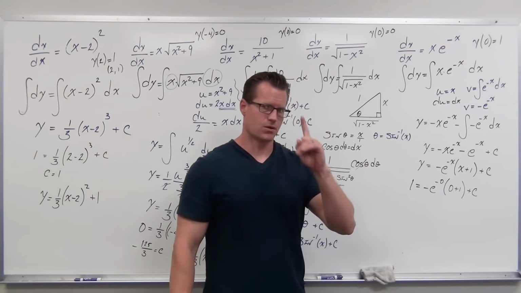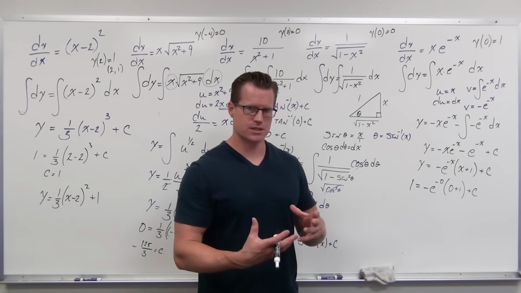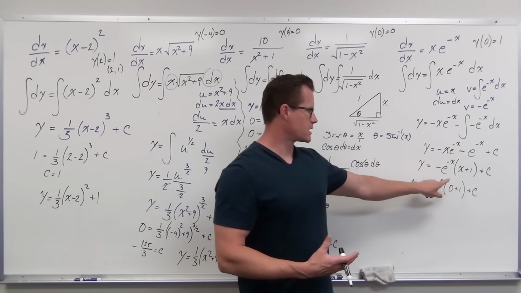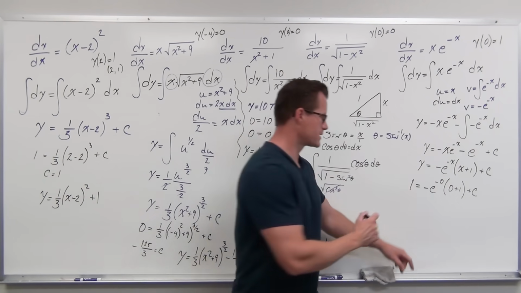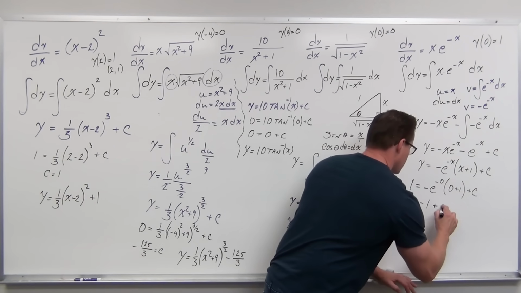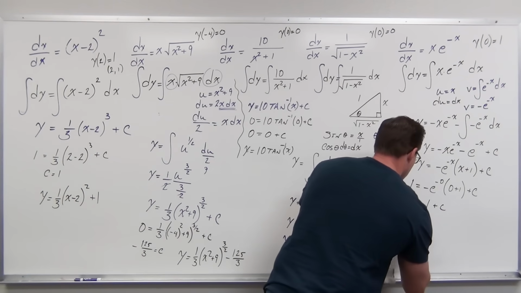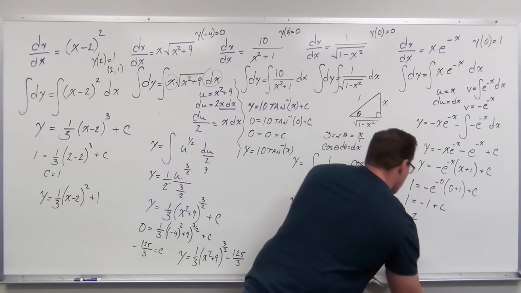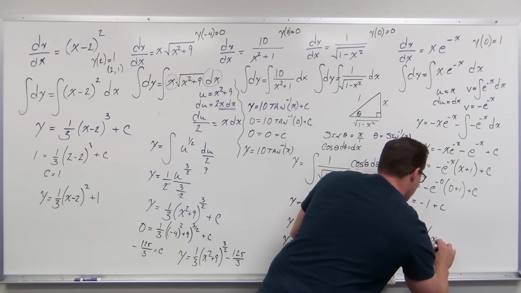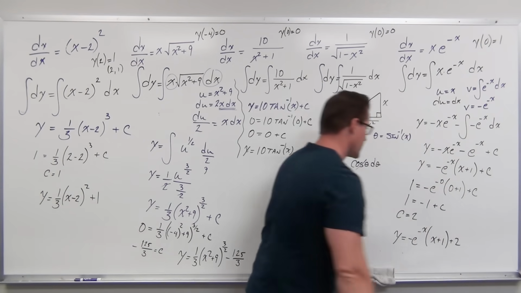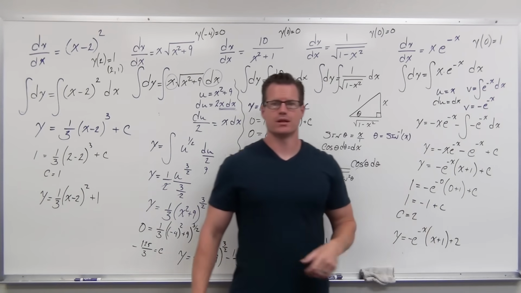0 plus 1 is obviously 1, but e to the negative 0 doesn't make any sense, but e to the 0 is still 1. So you have 1 times 1, but it's negative. So c is not 0 here. This is 1 equals negative 1 plus c. If you add that 1 to both sides, c is 2. So we get a particular solution from a family of curves that goes through that particular point 0, 1.